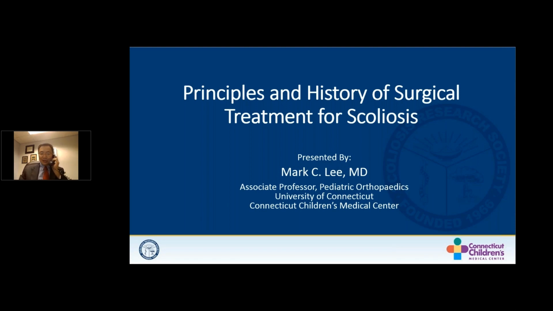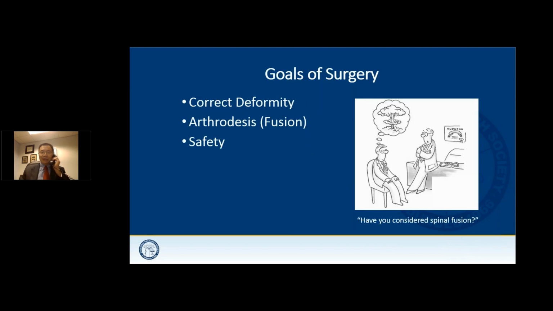Today I'd like to talk about the principles and history of surgical treatment for scoliosis. So the goals of surgery are really threefold. The first is to correct the deformity, make essentially the curves better. The second is arthrodesis or fusion, and the third is safety. And these are the three components I'd like to talk about today.